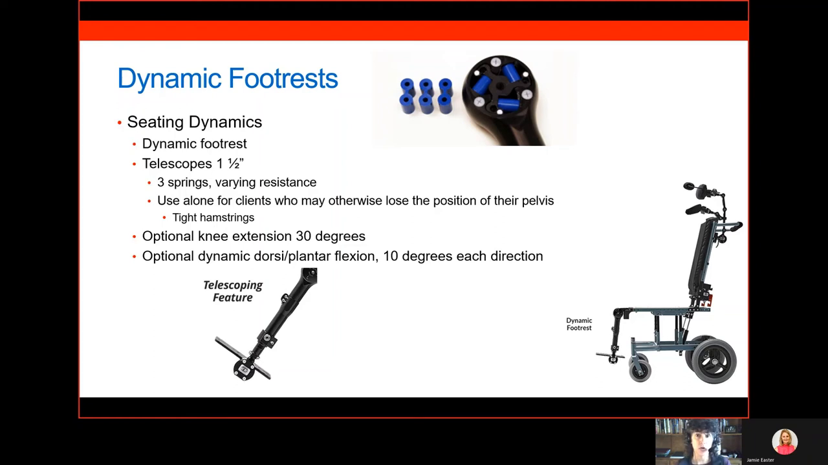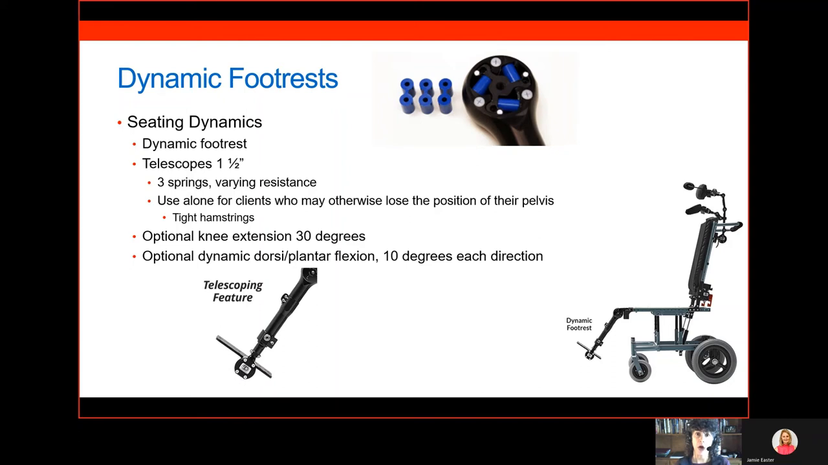This is good to use alone for clients who have really tight hamstrings and who really can't extend at the knee, or who, if attempting to extend at the knee, end up pulling their pelvis forward into a posterior pelvic tilt. Those hamstrings tend to get tight, and they're connected to the pelvis and the knee. So if we extend at the knee and the client has insufficient range, they will slide into a posterior pelvic tilt because that's where the other end of the hamstring is connected. So might be good for those clients.